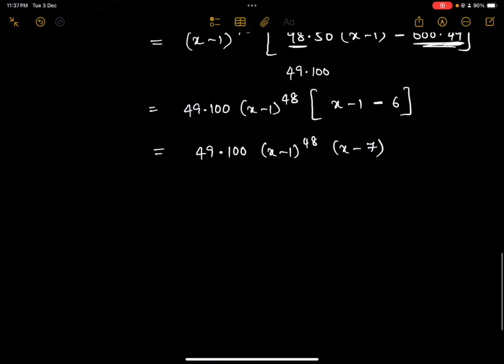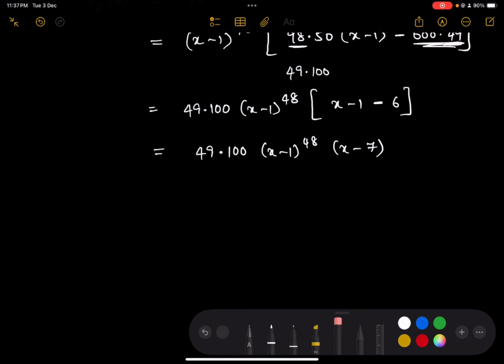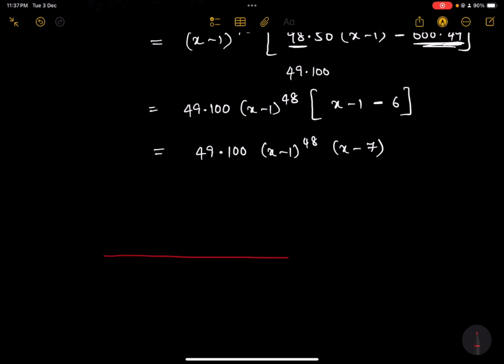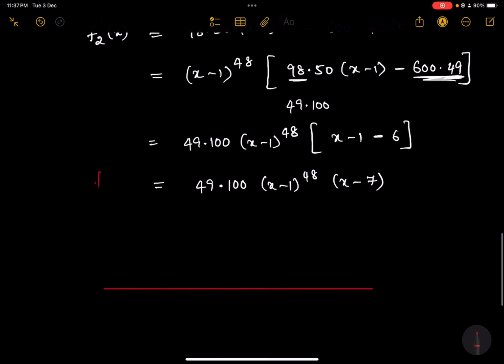Now again, let us follow the wavy curve method. Okay, let us draw it with a different color. So let us follow the wavy curve method again. So here the roots are, when you set f2 dash of x equal to 0, the roots will be 1 and 7. So there is one root here which is 1 and one root which is 7.